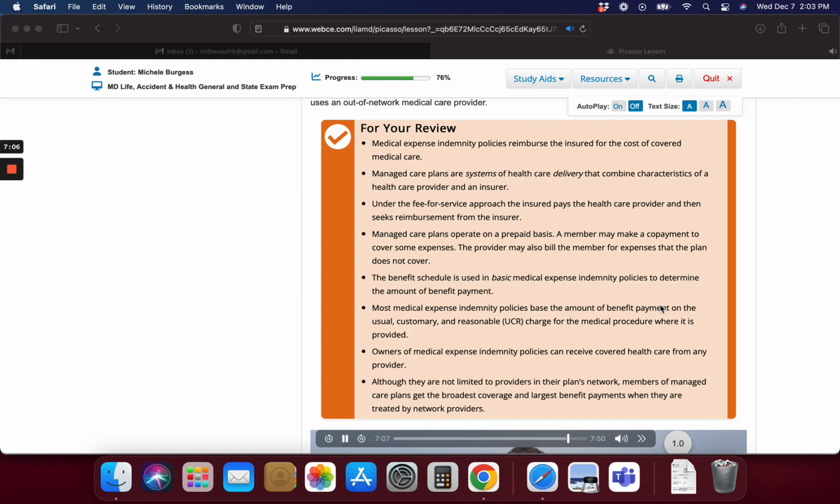The benefit schedule is used in basic medical expense indemnity policies to determine the amount of benefit payment. Most medical expense indemnity policies base the amount of benefit payment on the usual, customary, and reasonable (UCR) charge for the medical procedure where it is provided. Owners of medical expense indemnity policies can receive covered health care from any provider. Although they are not limited to providers in their plan's network, members of managed care plans get the broadest coverage and largest benefit payments when they are treated by network providers.